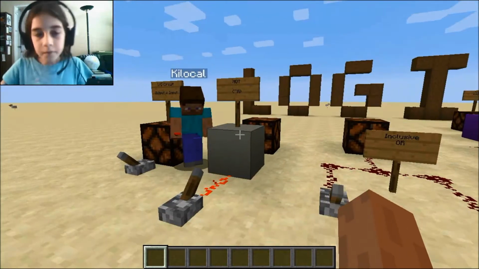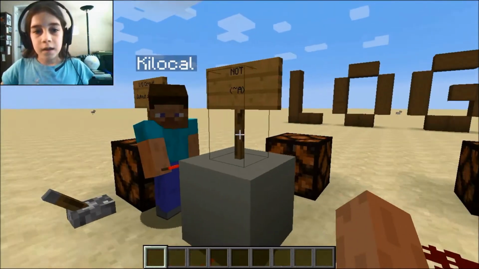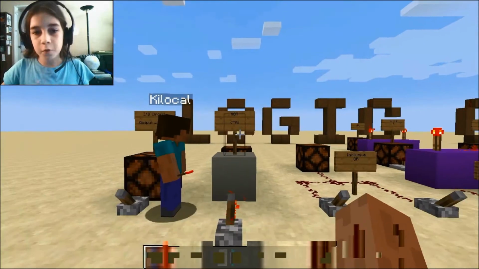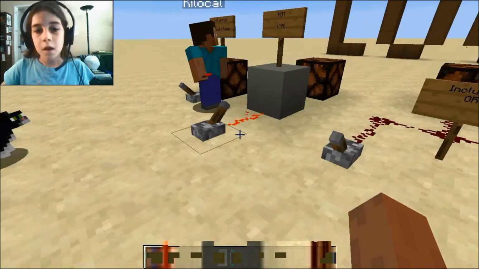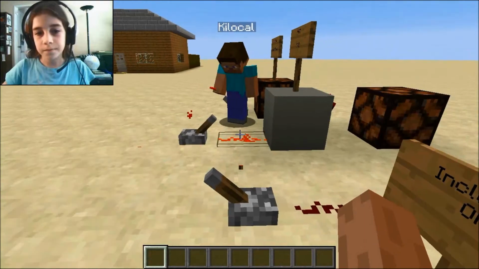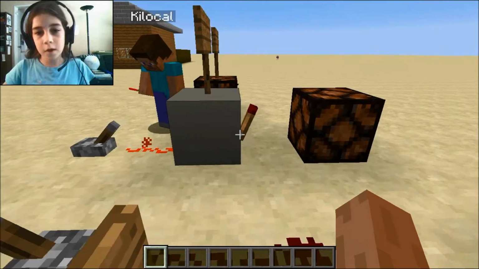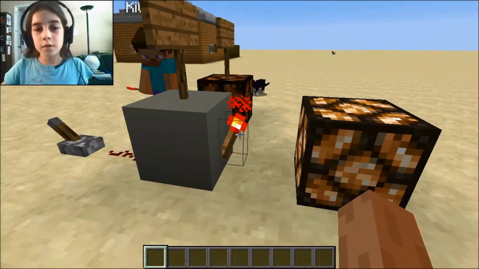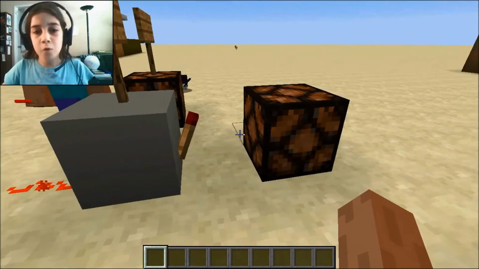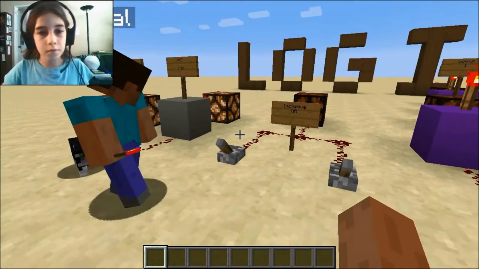But yeah. Here's the next one. It's the not circuit. And that wavy line right there, that's a symbol for a not. So here, look. If the lever is on, the lamp is off. The lever is off, the lamp is on. So here's how it works. The torch turns off if it gets powered, and it makes power if it isn't getting powered or if it's turned on. So there it is.